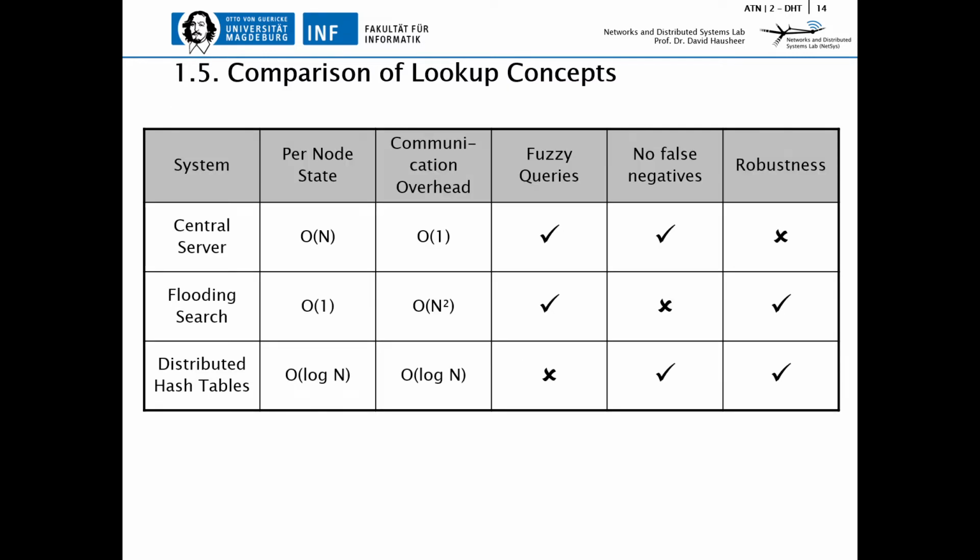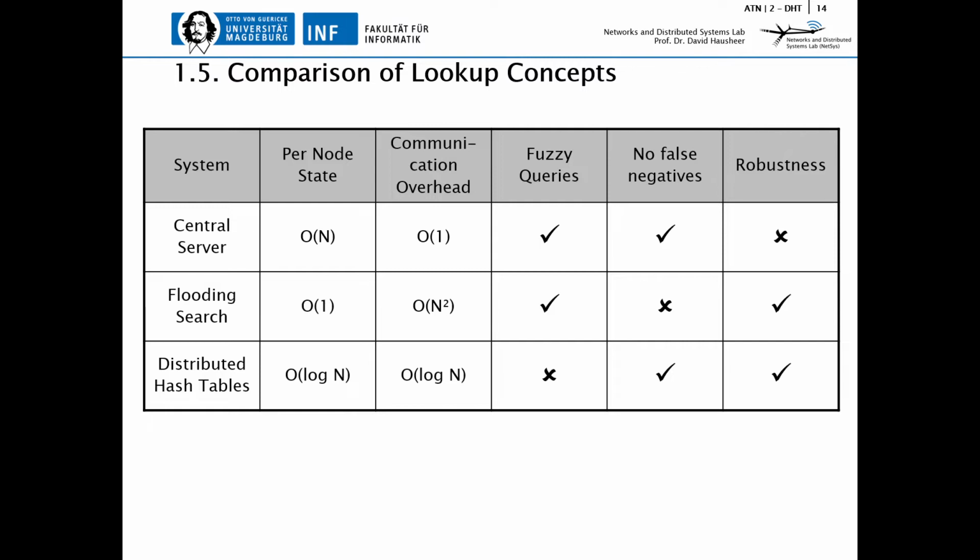Now let's compare the different lookup concepts. We've looked at central server-based systems where the node state increases linearly, whereas the communication overhead is typically constant. Here, fuzzy queries and definitive statements about existence of content can be done, but the system is not very robust because it's basically a single point of failure.